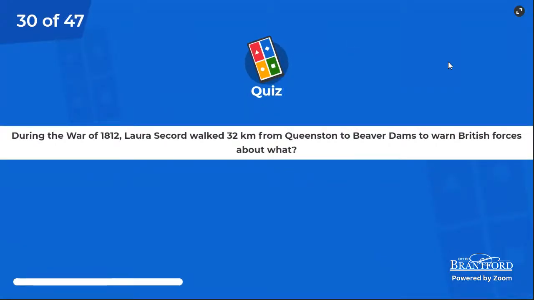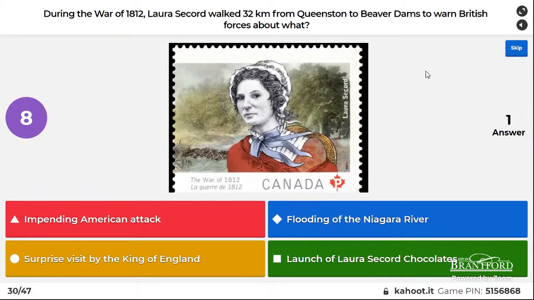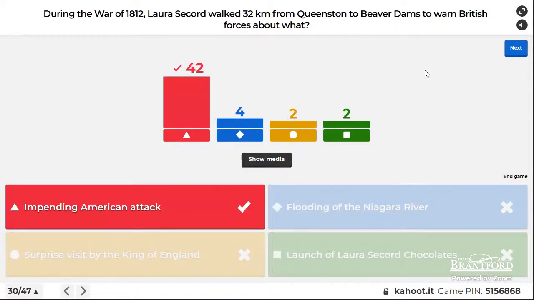During the War of 1812, Laura Secord walked 32 kilometers to Beaver Dams to warn British forces of what? Impending American attack, flood of the Niagara River, a surprise visit by the King of England, or the launch of Laura Secord chocolates? Well, certainly as much as I do wish it was the last one, as I am a chocoholic, it was the impending American attack. So well done.